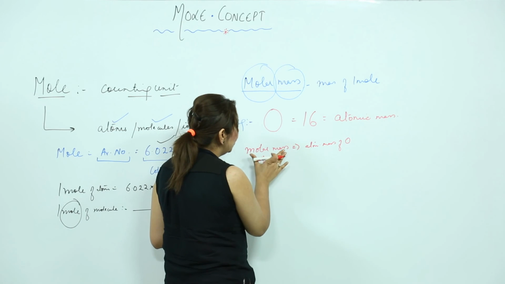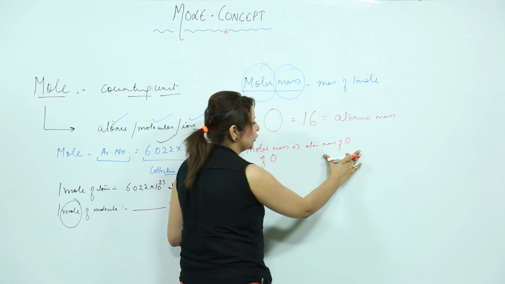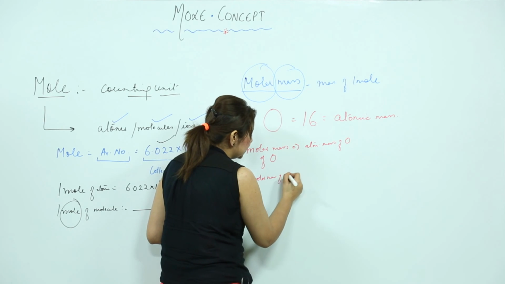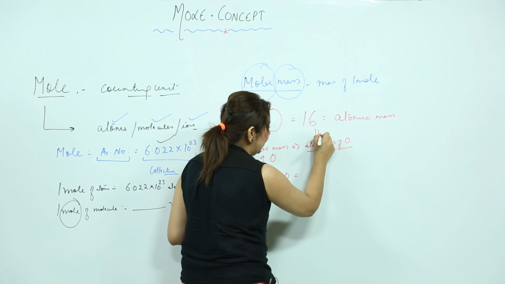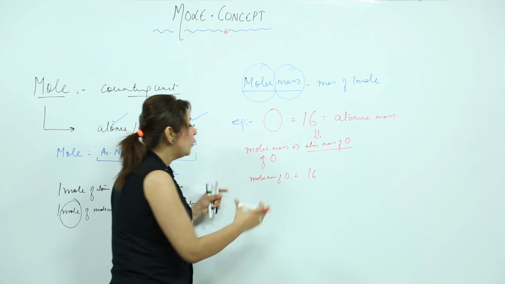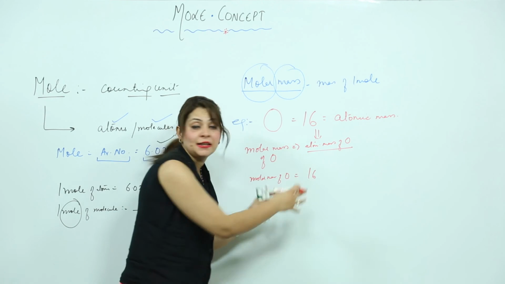So that means molar mass of oxygen is equal to the atomic mass of oxygen. The atomic mass we know is 16, so the molar mass of oxygen is 16, right? So how many atoms possess this 16 mass?